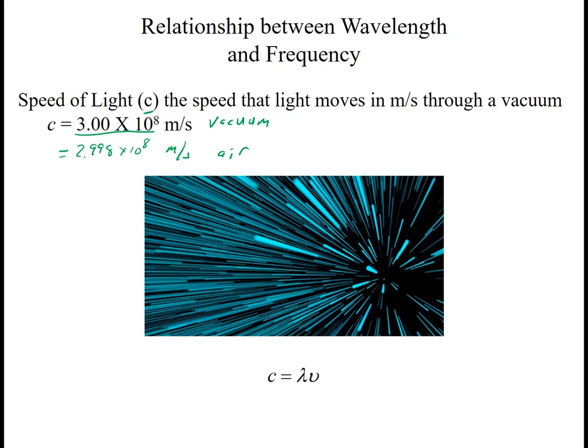And so from that, I get this formula. The speed of light, c, is equal to lambda nu. So this is the speed of light. This is wavelength, or lambda. I usually say lambda and nu. And this is frequency. And this is the formula that we're going to be using here to calculate one of these.